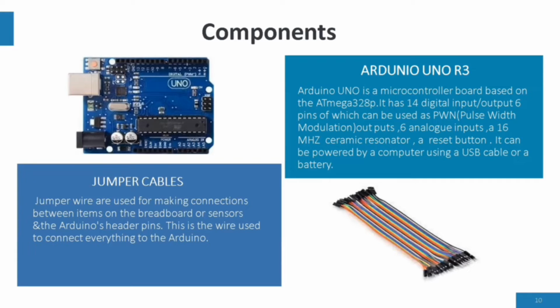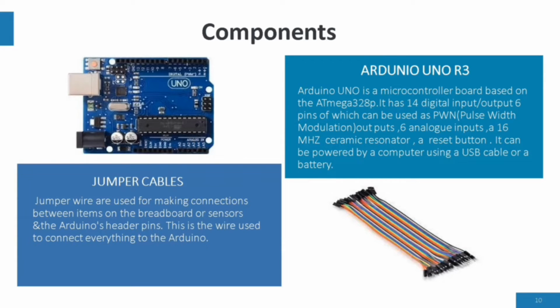Firstly, the Arduino Uno R3. Arduino Uno is a microcontroller board based on the ATmega328P. It has 14 digital input and output pins, of which 6 pins can be used as PWM, pulse width modulation outputs, 6 analog inputs, a 16 megahertz ceramic resonator, and a reset button. It can be powered by a computer using a USB cable or a battery.